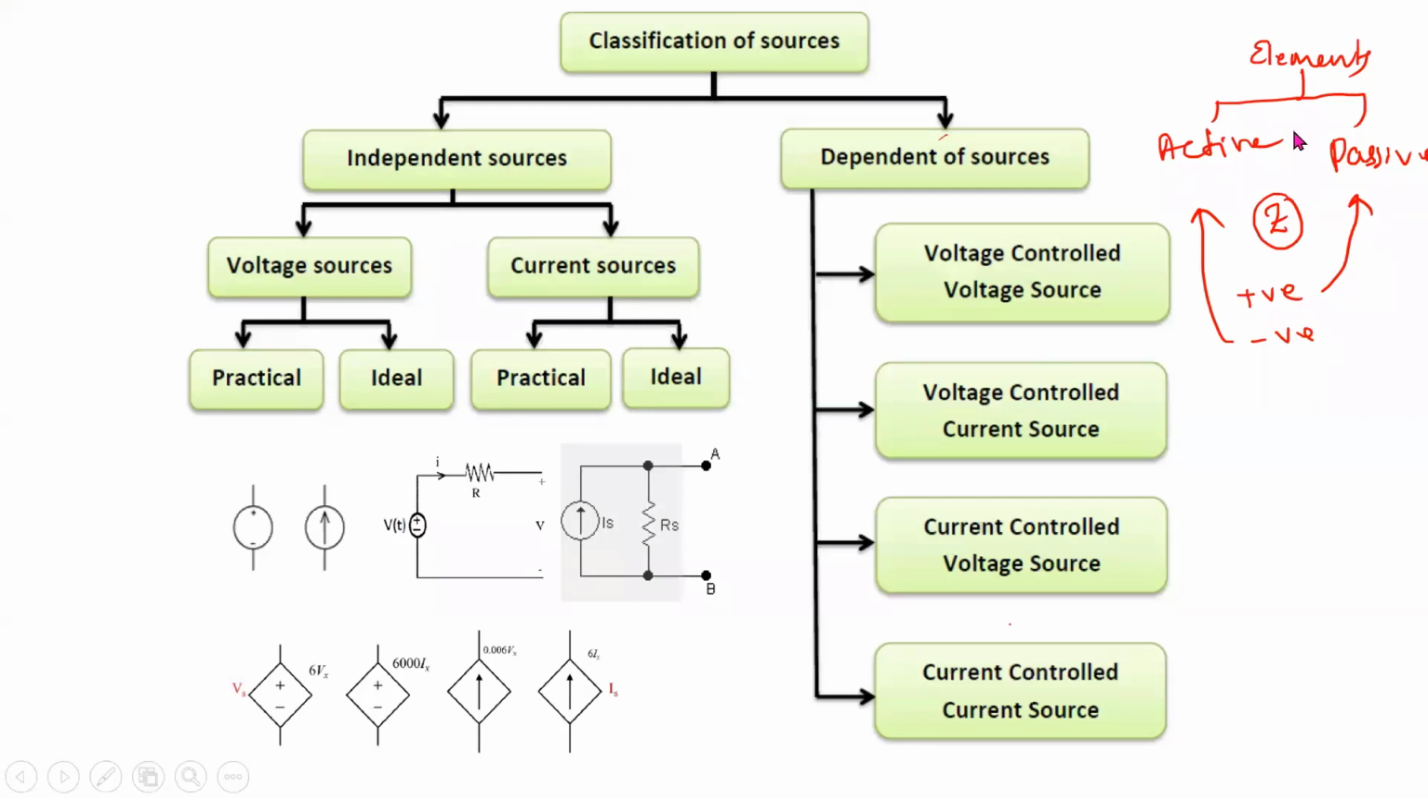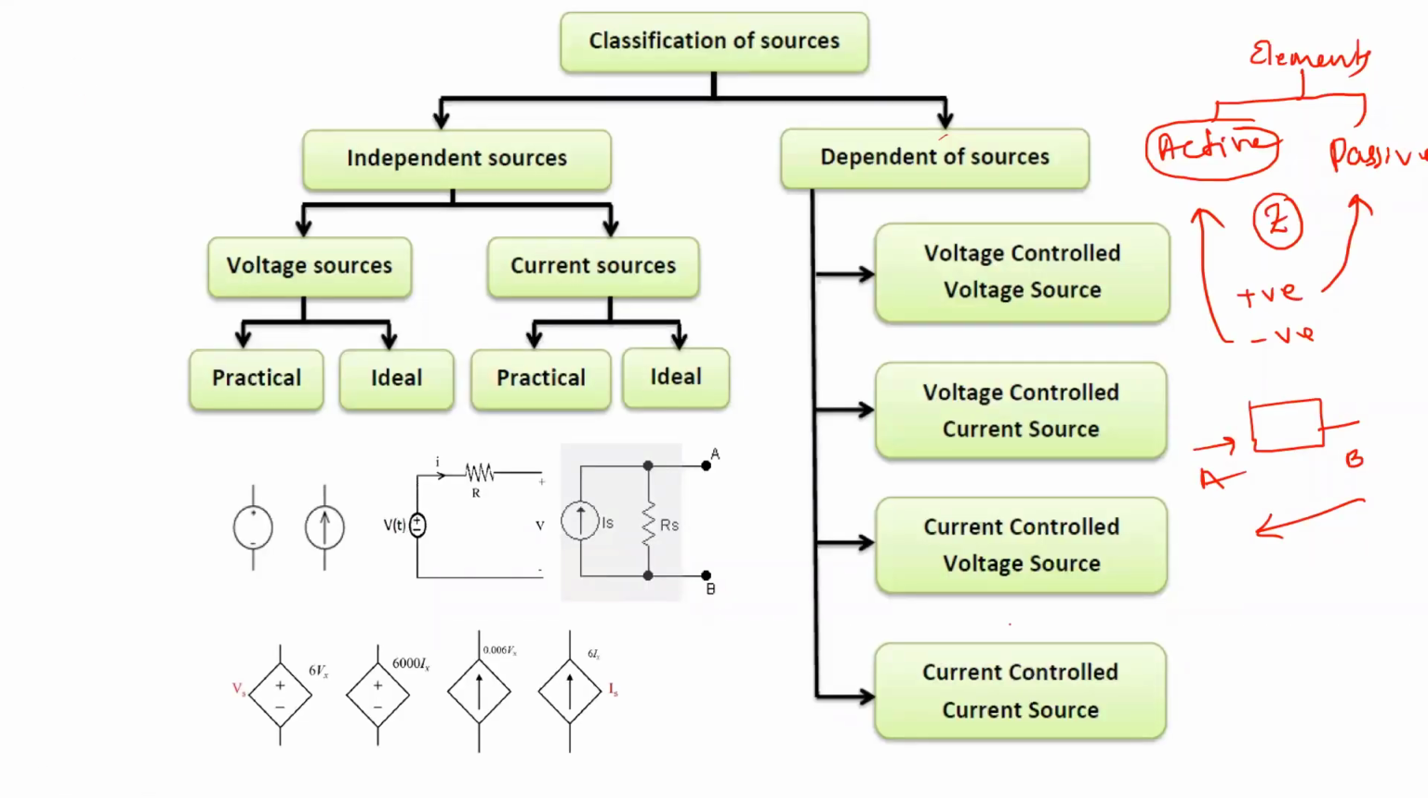One more definition for this: in passive elements, current in both directions, that is from A to B and from B to A, is possible. Current can flow from node A to B and from node B to A. If that is the case, such elements are passive. Let us discuss active elements in detail.